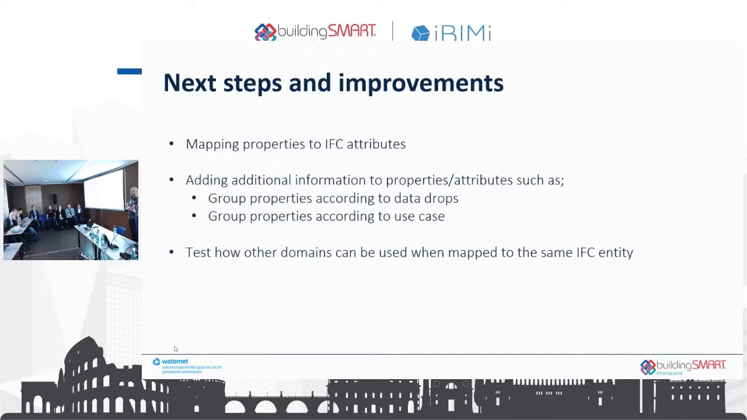And it would be helpful for people who need to deliver a model at a certain time to know which properties are relevant for that data drop. But maybe we can also group properties according to a specific use case. So maybe you want to have information about a material passport. You can know which properties are needed for what, and it will be more relevant to improve the quality of your model.